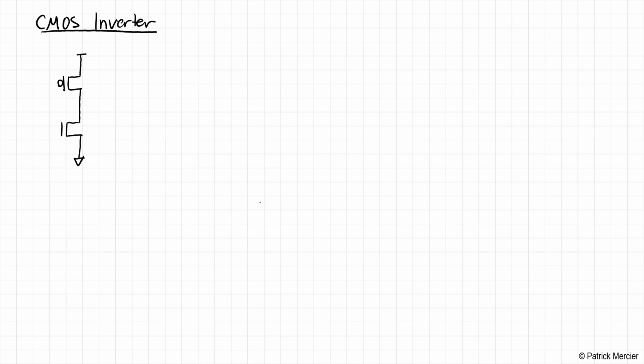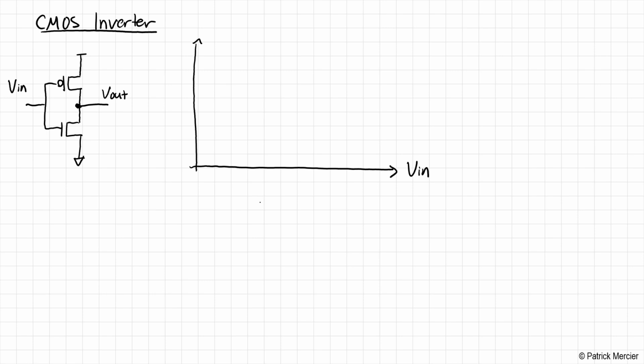It's a CMOS inverter. All we do here is take two transistors and stack them on top of each other. One is a PMOS and one is an NMOS transistor. So let's imagine this is the input voltage and this is the output voltage of this so-called inverter. All right, let's go ahead and draw the voltage transfer curve of this CMOS inverter. I'm going to plot Vin on the x-axis and Vout on the y-axis.